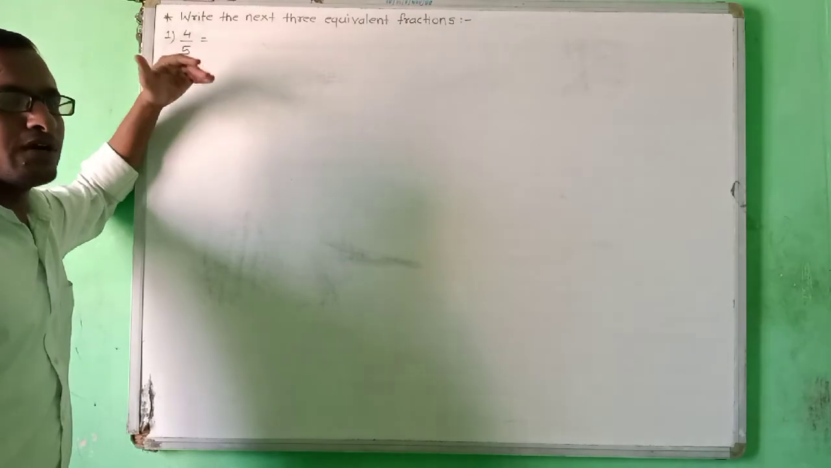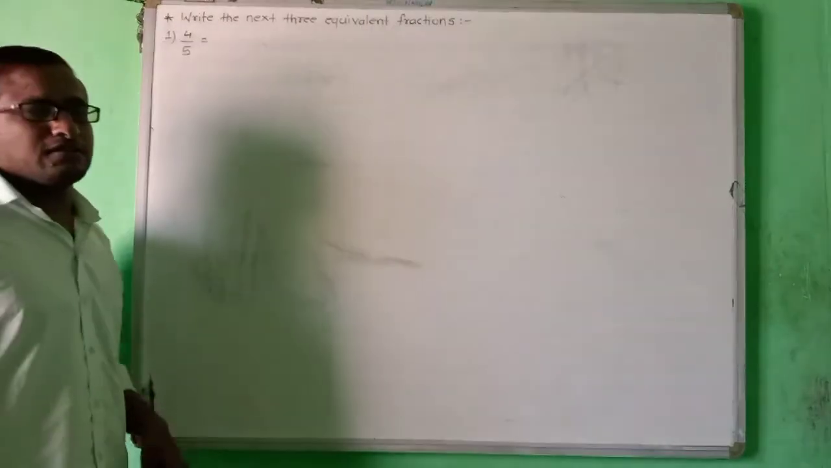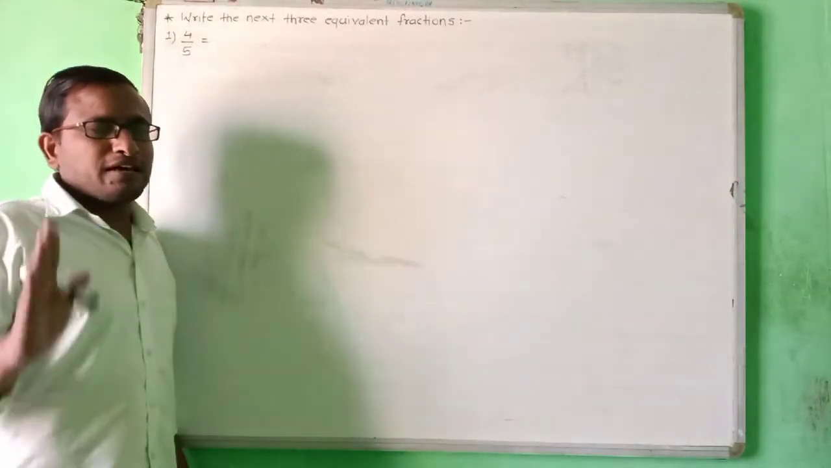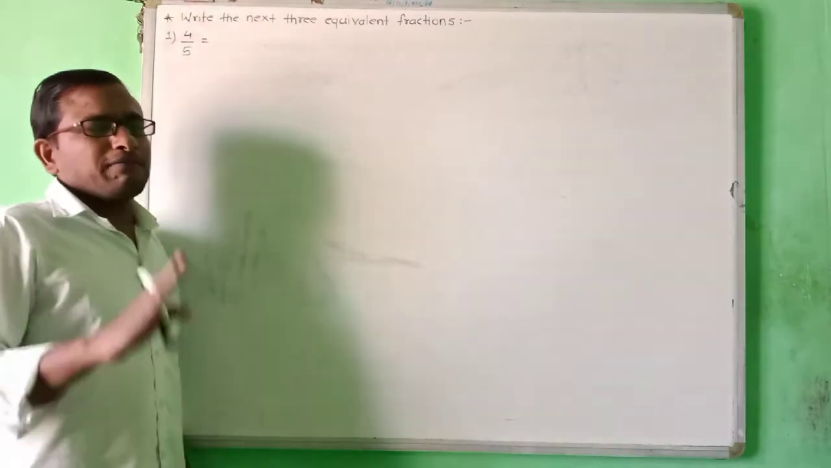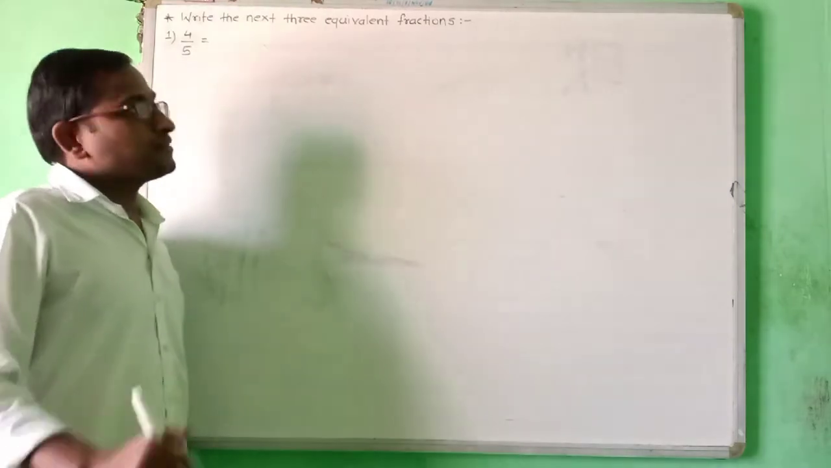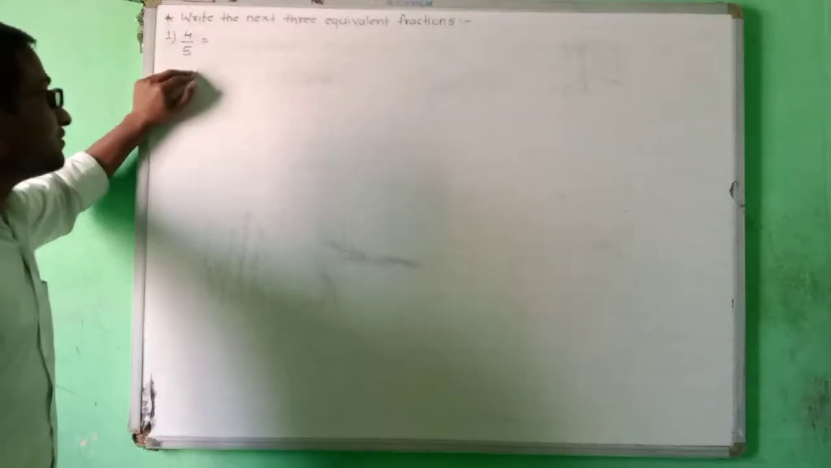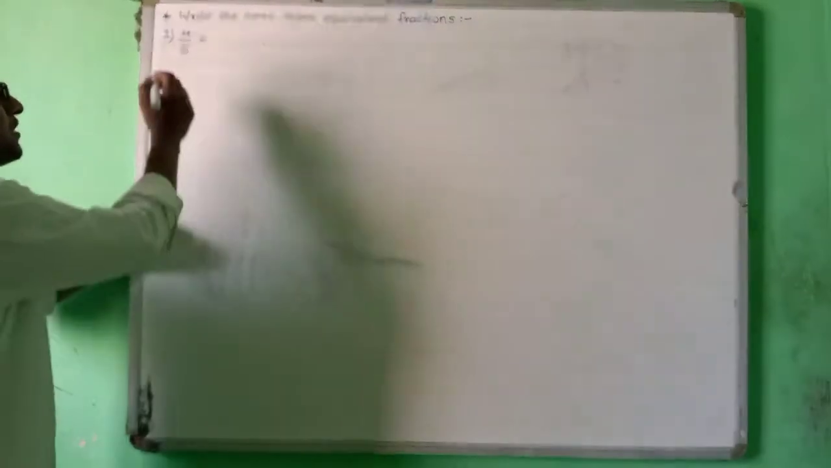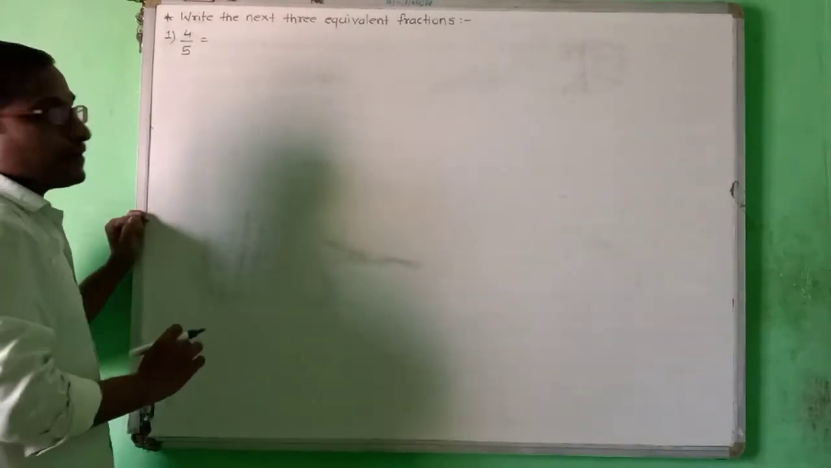First, understand what is meant by equivalent fractions. Equivalent fractions means two or more fractions having the same value are called equivalent fractions. I have taken one example here, 4 upon 5. Write down this fraction and its equivalent fractions. In the numerator you write the table of 4, and in the denominator write the table of 5.